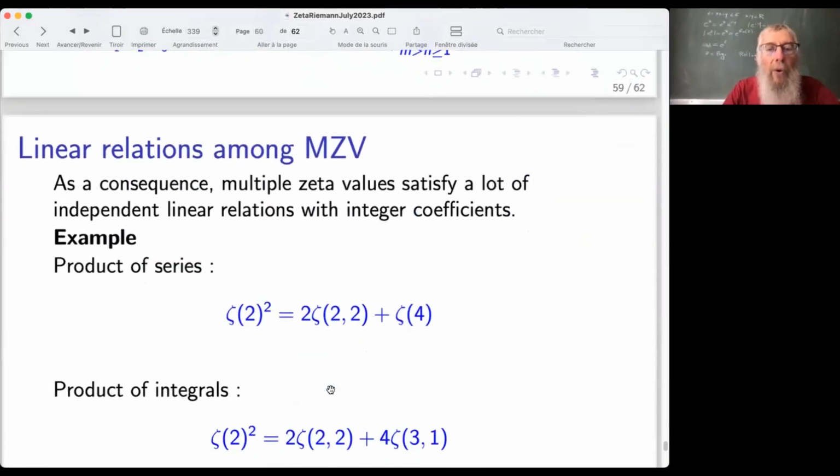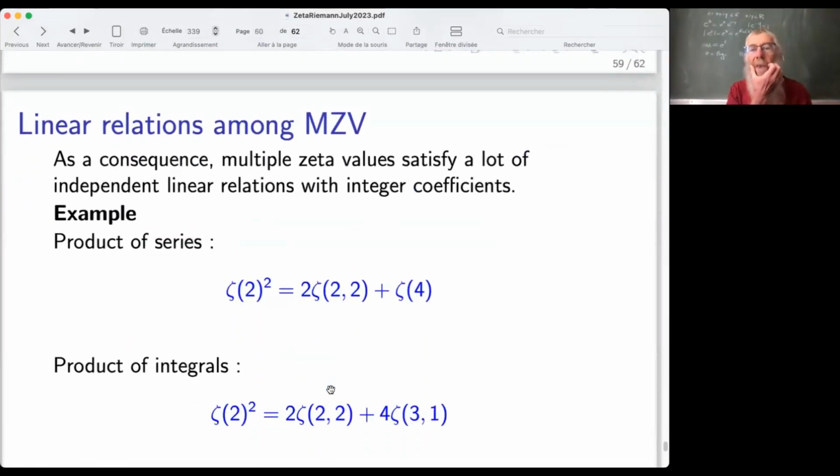So a consequence of this formulae is that the multiple zeta values satisfy a lot of independent linear relations with integer coefficients. We can multiply the series, and if you multiply the sum of 1 over n squared by the sum of 1 over k squared, you will find zeta of 4 plus 2 times zeta of 2, 2.